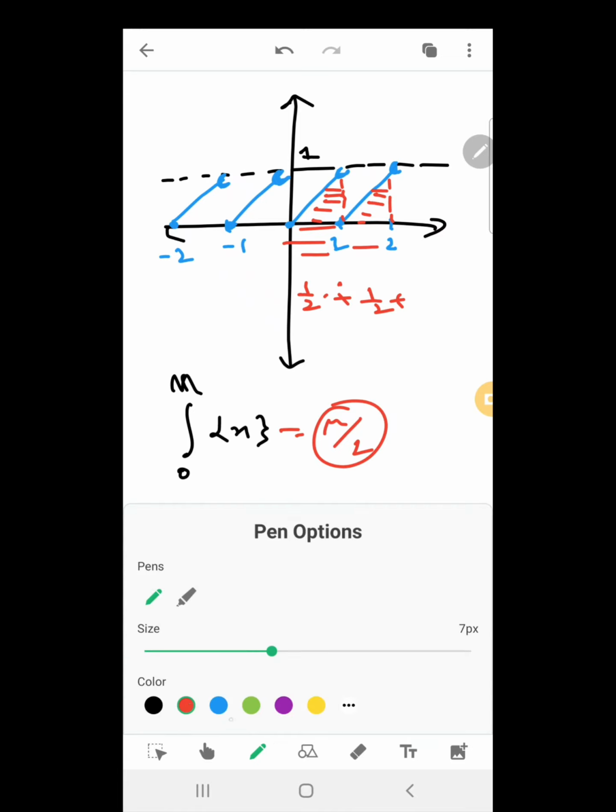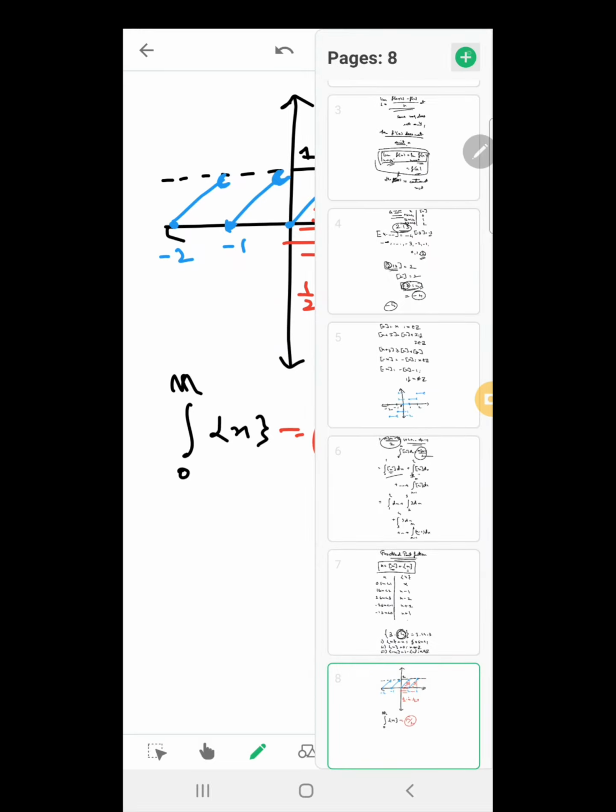Next you have the least integer function, which is the opposite of the greatest integer function, nothing else. So the least integer function is written like this, and sometimes it is also written like this. It is called the ceiling of x. It gives you the least integer above the given number.